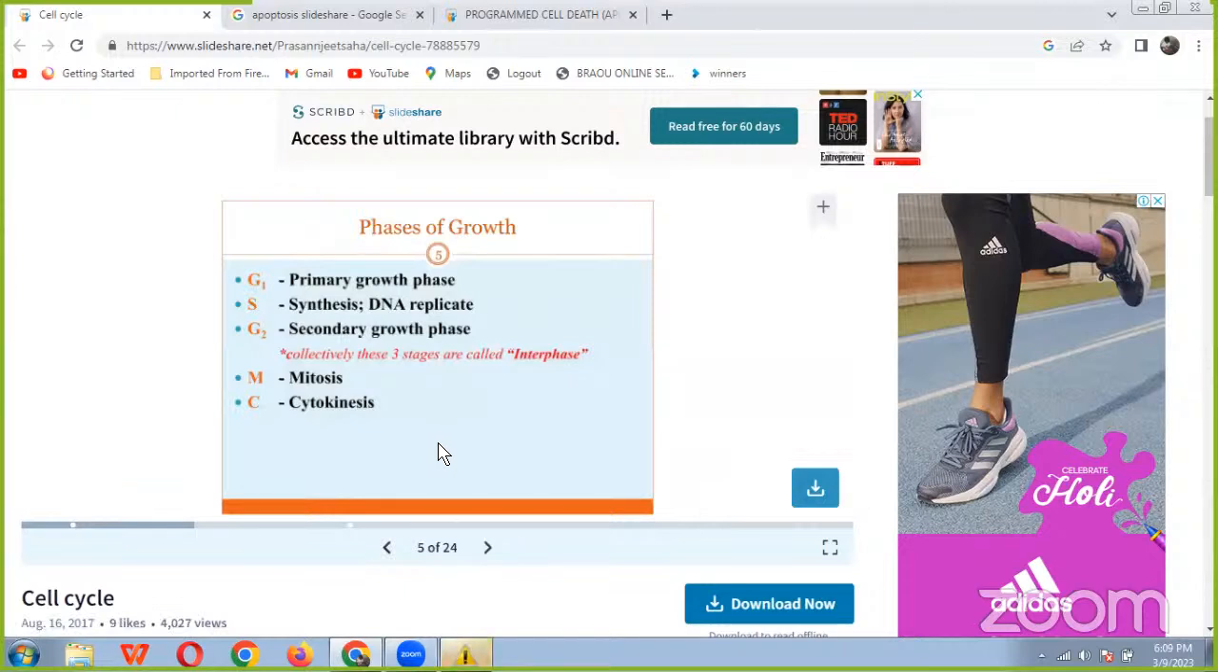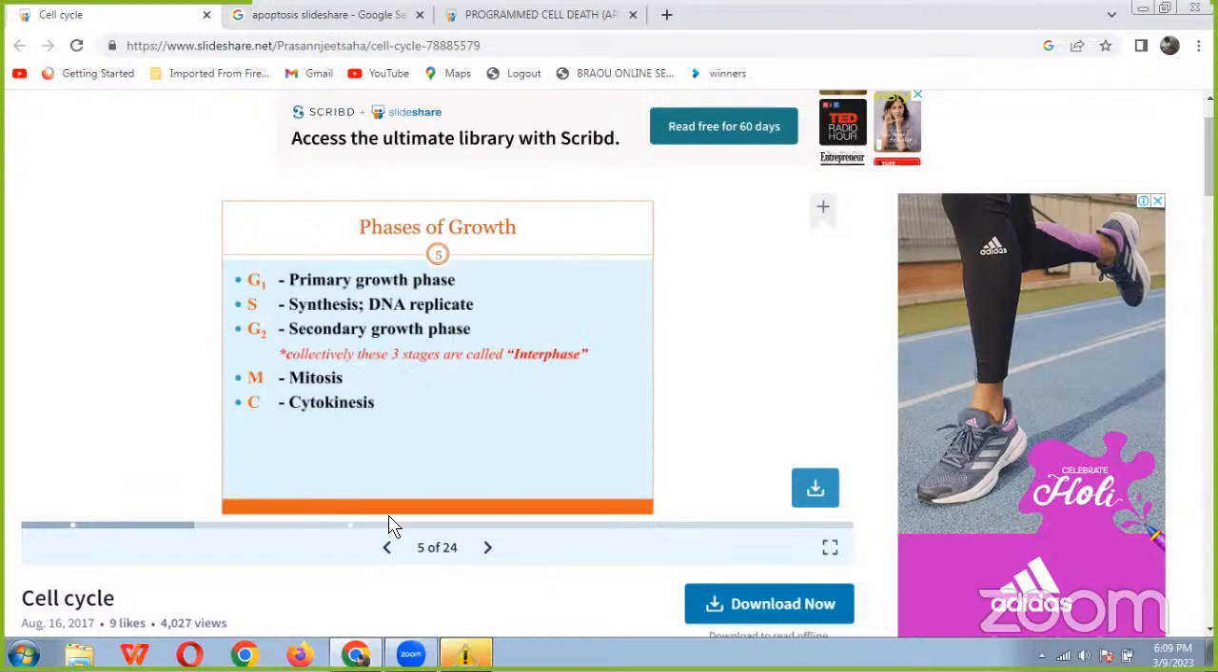Mitosis and interphase. Interphase can be divided into three phases. The G1 phase is also called the primary growth phase. S is the synthesis phase, also called the DNA replication phase. G2 is the secondary growth phase. These three stages are collectively called interphase.